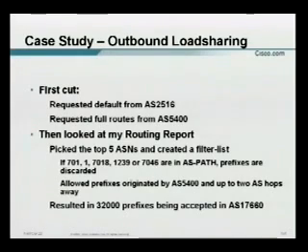I then looked at my routing report. So I picked the top 5 ASNs that were contributing to the internet routing table. I don't know why I did that. It just seemed, let's pick something. And I created a filter list. So the top 5 ASNs then were 701, 7018, 1239, and 7046. So basically, if those 5 ASs were anywhere in the AS path, I would discard the prefixes.